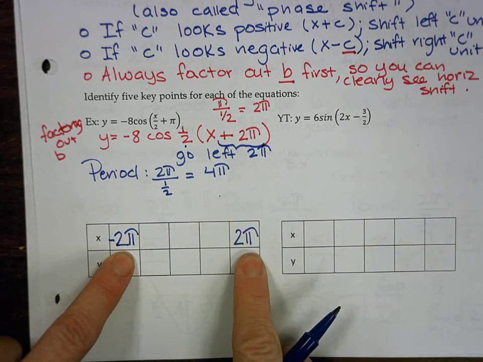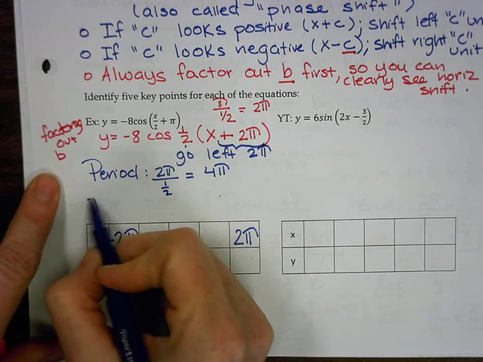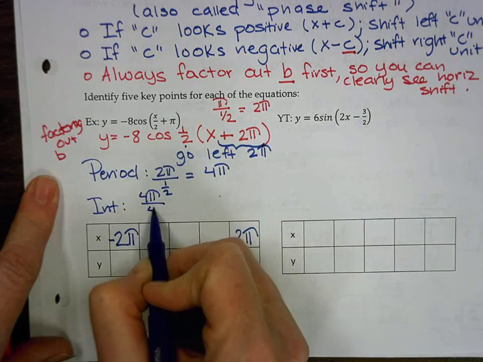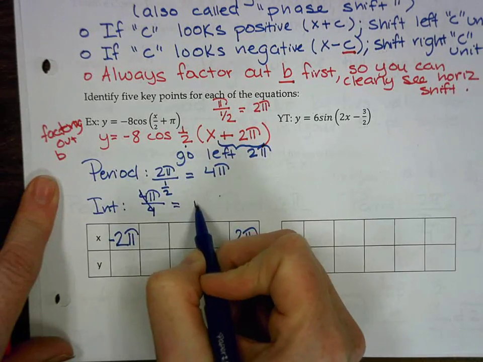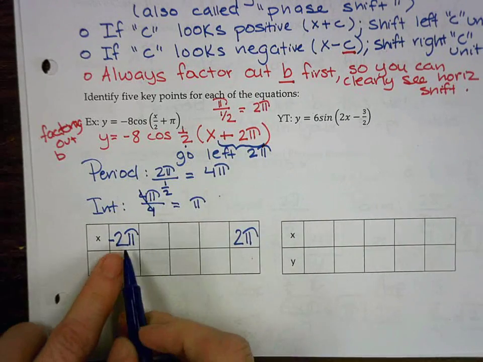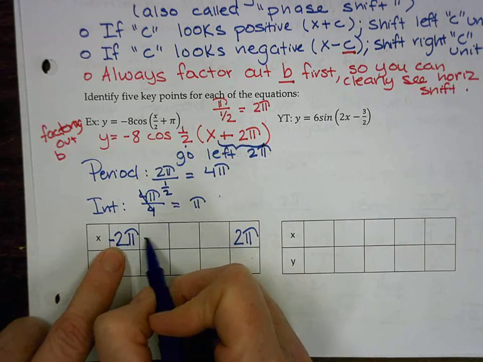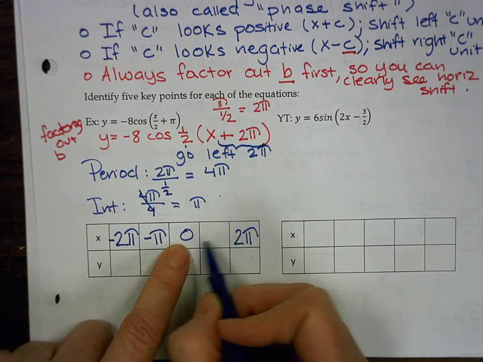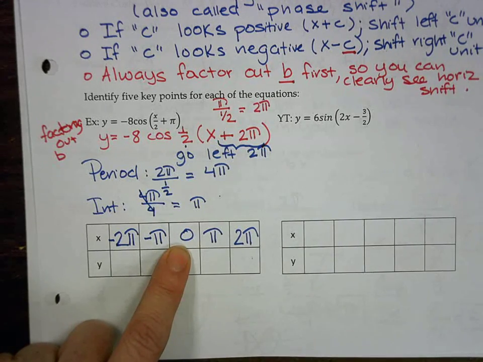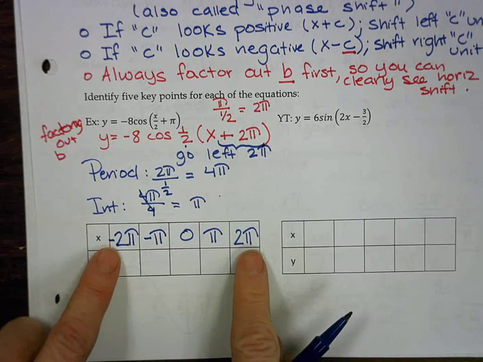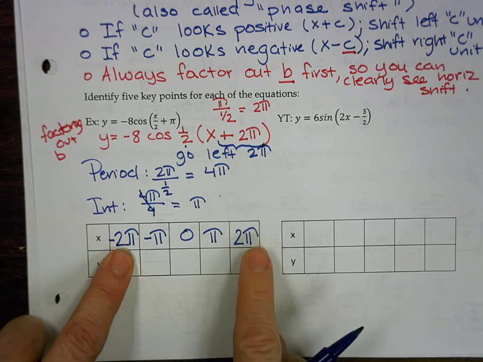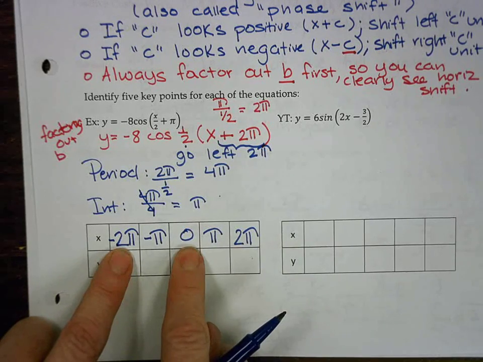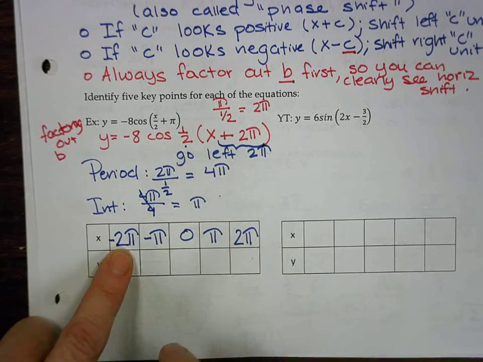And I'm shifted. So what is my interval? Excuse me. My interval is the period over 4. So the interval is pi. So I'm just going to add positive pi to negative 2 pi and get negative pi. Add positive pi, get 0. Add positive pi, get pi. Those are now my x values. Remember, the other way you could have done it is once you have the starting value and the ending value, you could just say, what's the halfway point between these two? Well, 0. What's the halfway point between these two? Negative pi. You get the idea.